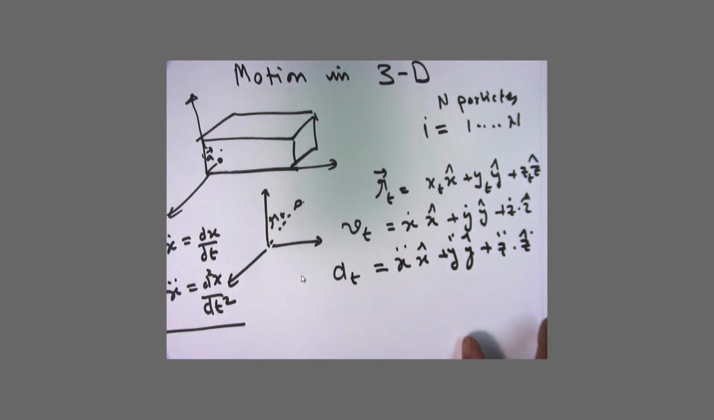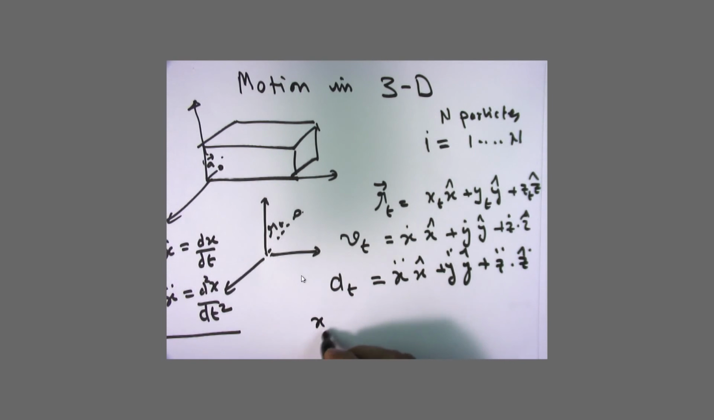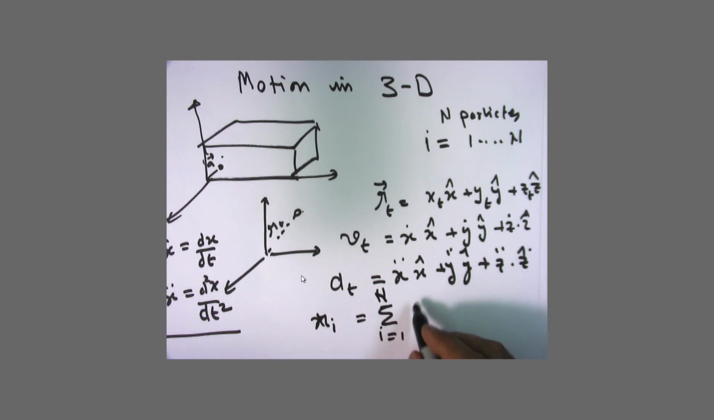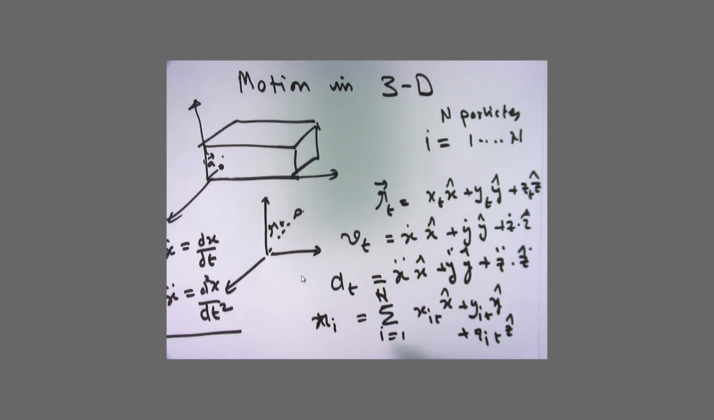So, now if you look at this 3-dimensional system in a box, I can go from, or let us say, r_i, and this is the summation of i equal to 1 to n. I can sum x_i(t) x cap plus y_i(t) y cap plus z_i(t) z cap, and I can do this summation for all x, y, and z. So, I can have these 3 summation signs here, one for each kind.